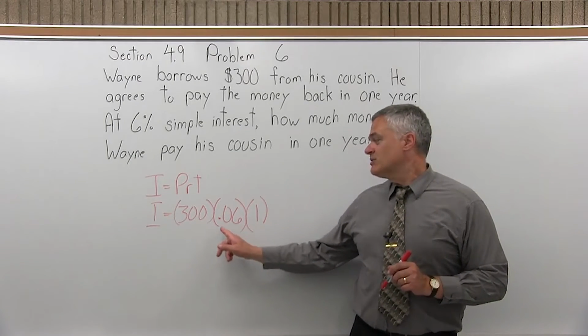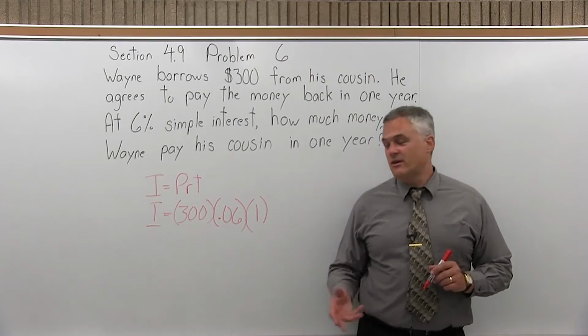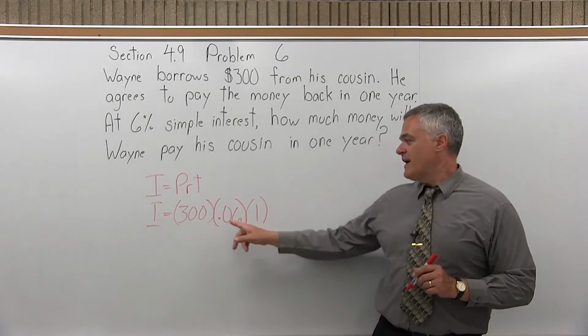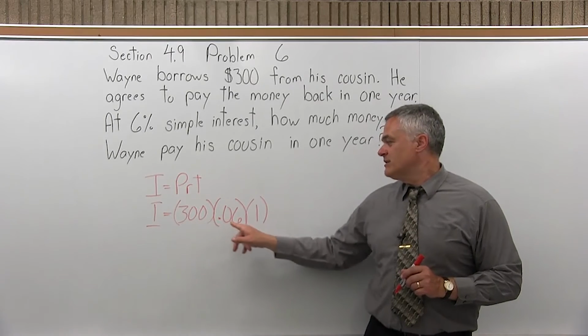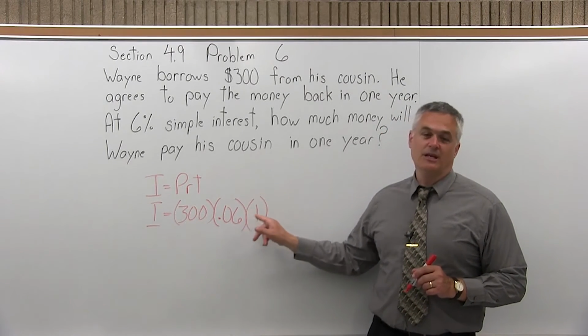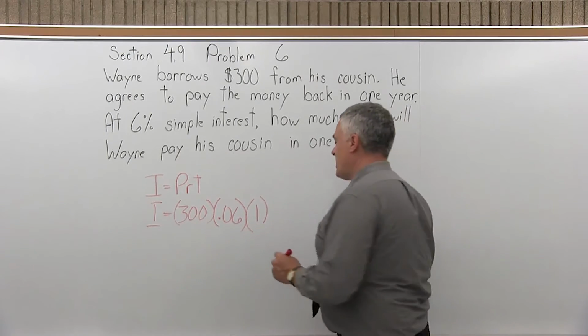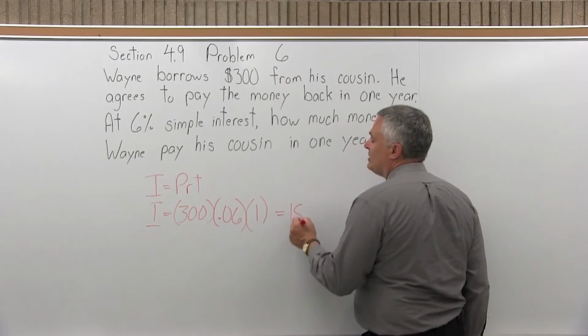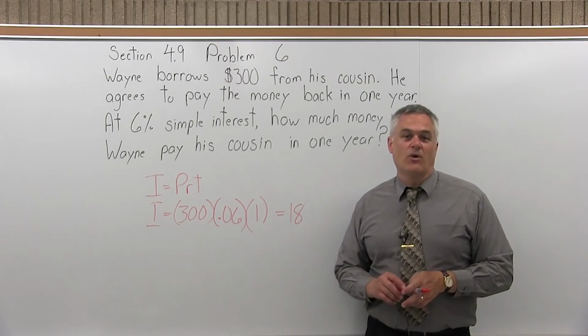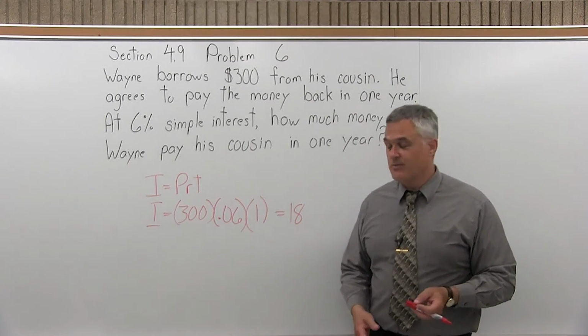So in this section, most teachers will allow you to use a calculator. I mean, this can obviously be multiplied by hand pretty easily. In fact, in the 300, the two zeros can change that 0.06 to just a 6. So I have 3 times 6 is 18. 18 times 1 is 18. So the amount of interest paid will be $18. That's not a bad deal for the convenience of borrowing $300 for a whole year. You get a whole year to pay it back.